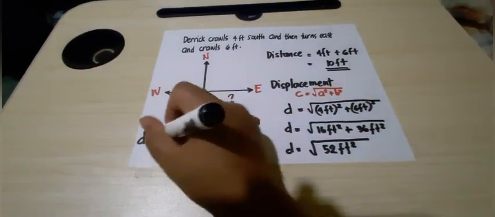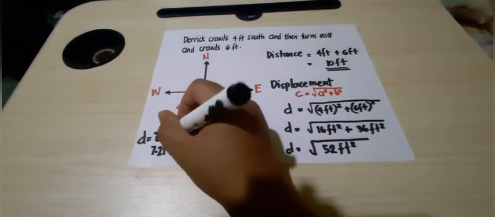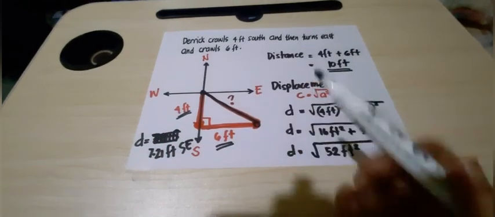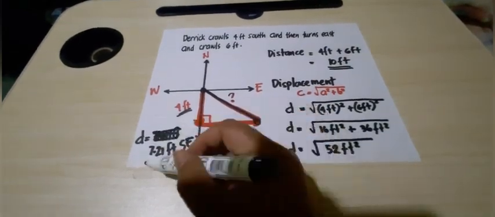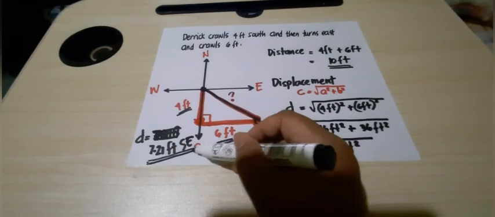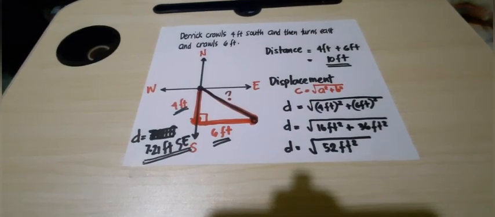So, let us reason this out. Our displacement is 7.21 feet southeast. Okay.